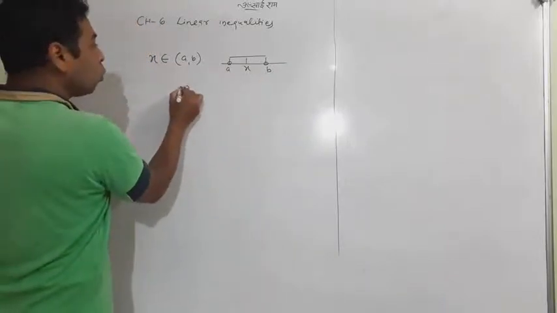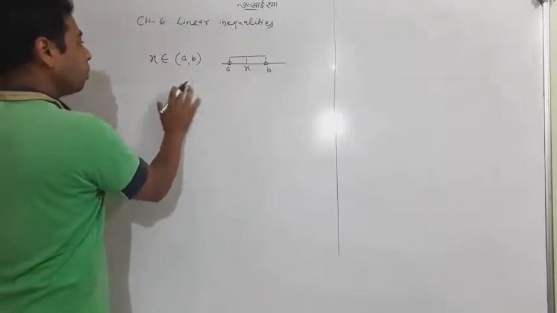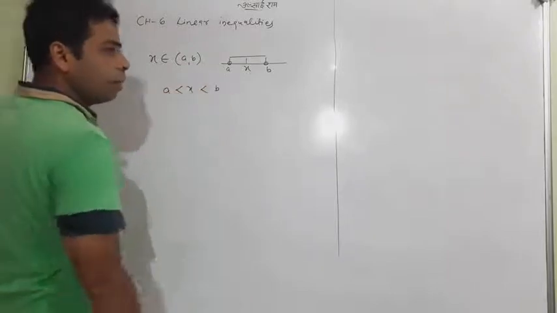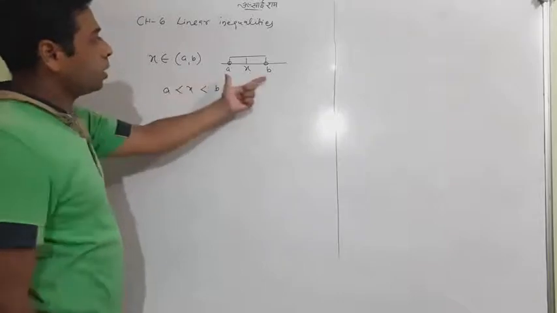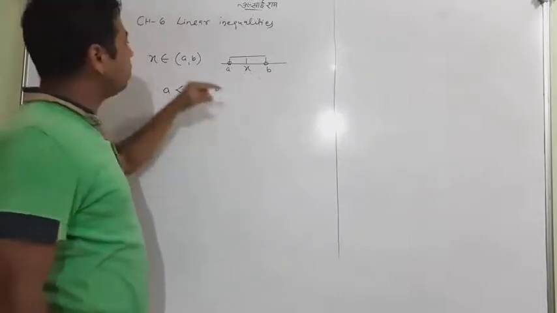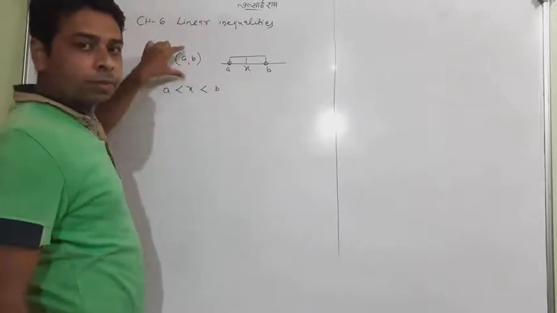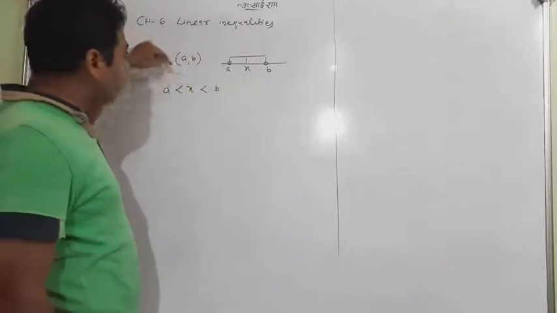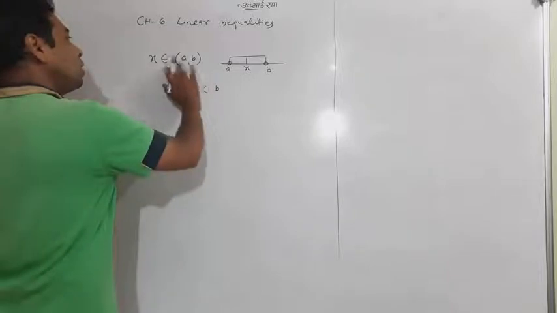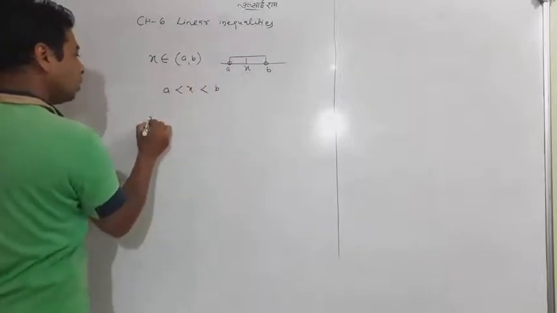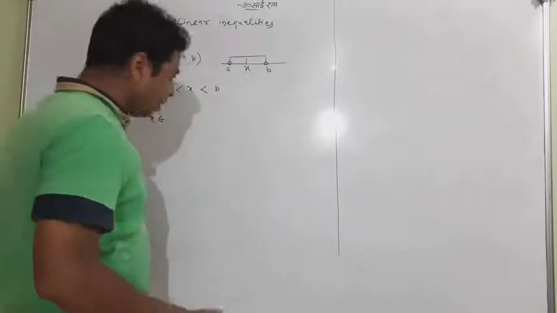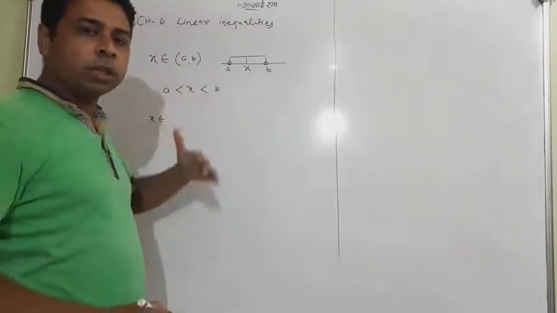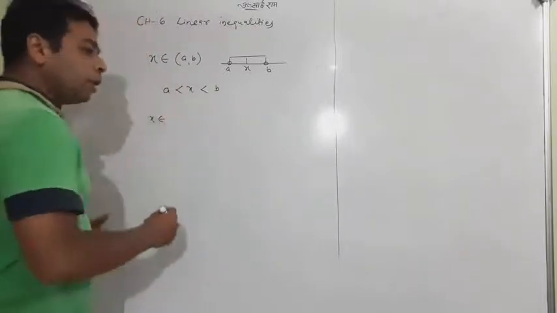It is also written like this: a less than x less than b. So we have three ways: the number line, the interval notation, and this inequality form. This particular interval can be expressed by any of these. These are the three ways, and it's called the open interval. Actually, this is very rough. I'm telling you quickly because I have already taught you this section in earlier classes.